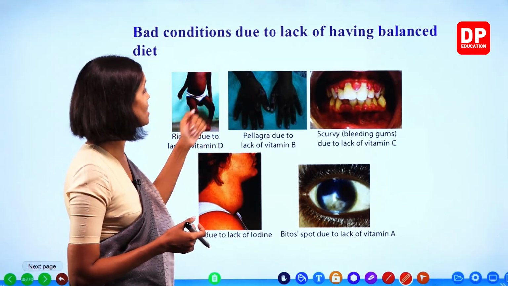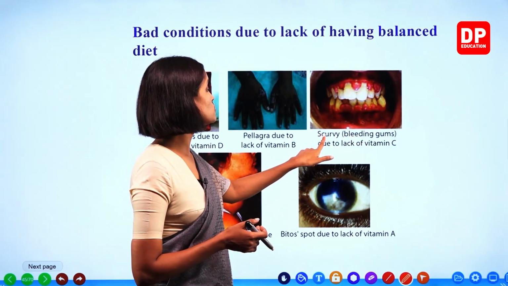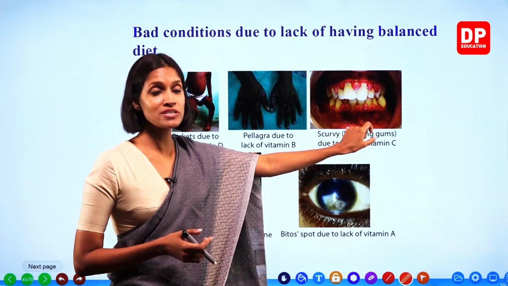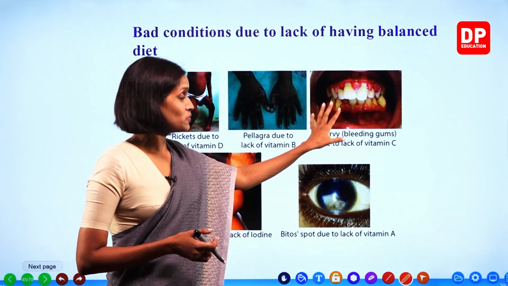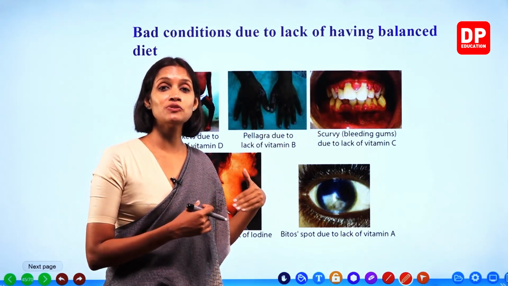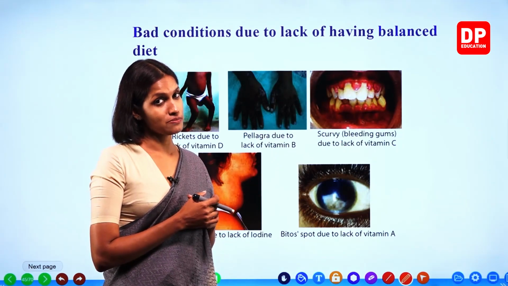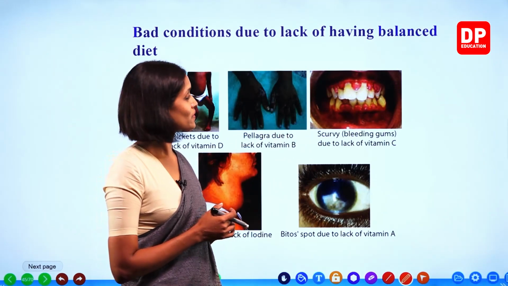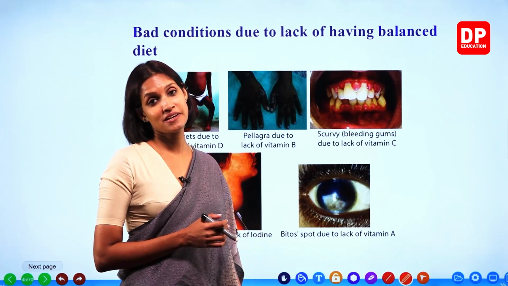They don't heal fast too. Right? Scurvy or bleeding gums due to lack of vitamin C. Now you must have found out about this disease because you had to do this activity related to the discovery of vitamin B and C. Okay, so you must have found out about this disease there. Okay, so scurvy or bleeding gums due to lack of vitamin C.